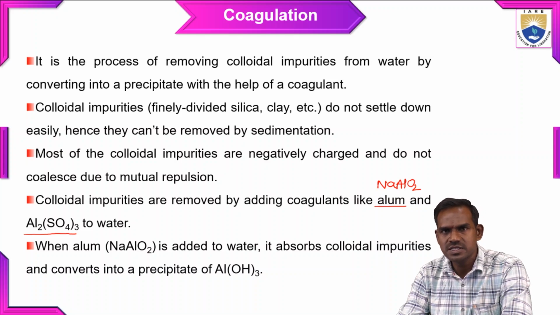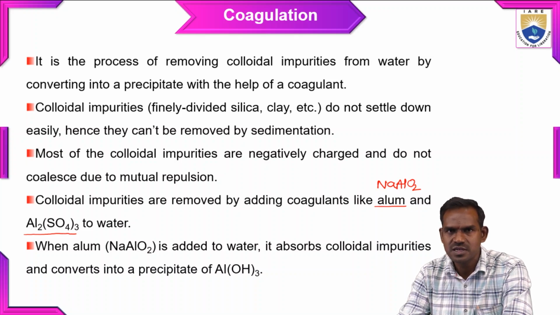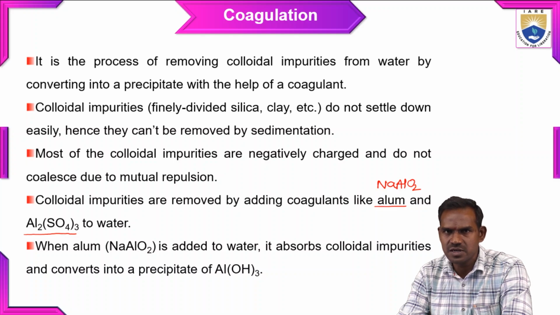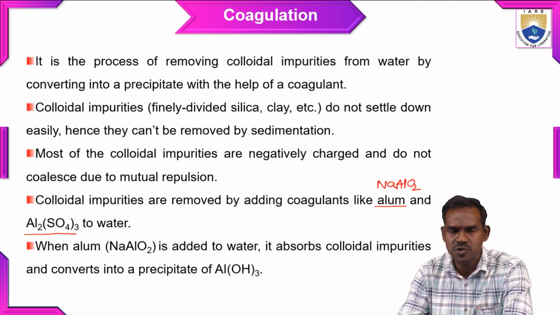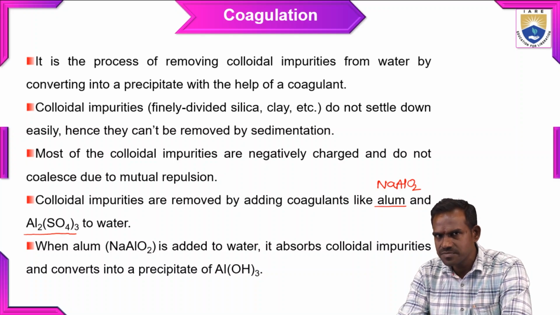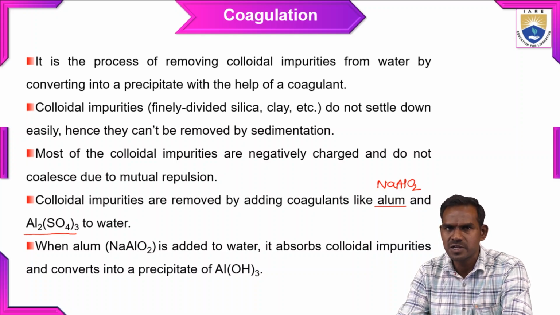So coagulation is the technique in which the colloidal impurities are converted into precipitates with the help of a coagulant. And a coagulant is a chemical or substance which converts colloidal impurities into precipitates. The examples of colloidal impurities are finely divided silica, meaning small particles of silica, clay, etc. And the examples of coagulants are alum, sodium aluminate, formula NaAlO2, and aluminium sulfate, Al2(SO4)3.